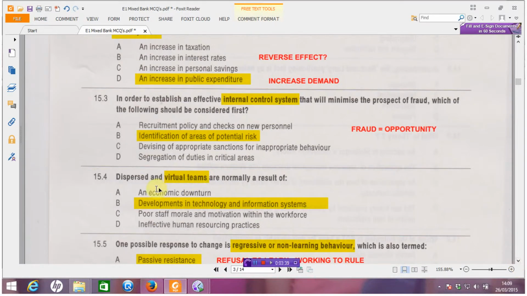Okay, this one, 15.4, fairly straightforward. We should be familiar with the virtual team, just the idea of a group of people working remotely. How are they going to do that? Well, it's got to be facilitated through IT, IT and IS, information systems. Perhaps one or two of these might be relevant, but normally virtual teams are the result of developments in IT. You wouldn't have seen virtual teams in existence 20, 30 years ago. That's for sure. IT has helped to facilitate that. So the answer is B in that case.